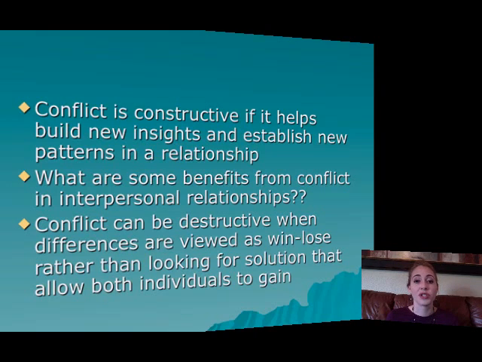Another food for thought question: what are some benefits from conflict in interpersonal relationships? If you have an experience with a beneficial conflict, I would love to hear about it. And you don't have to share really personal things, but what are some benefits that you've had come out of conflict?